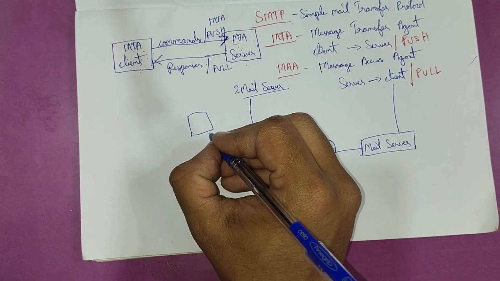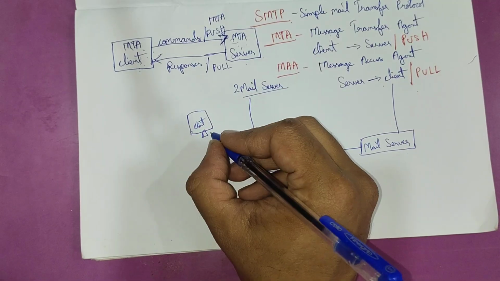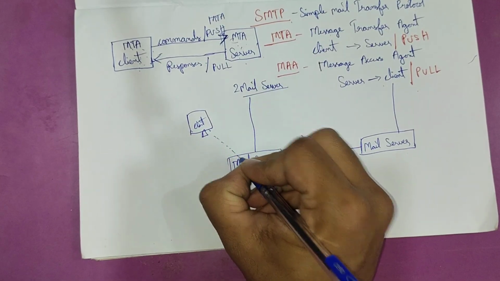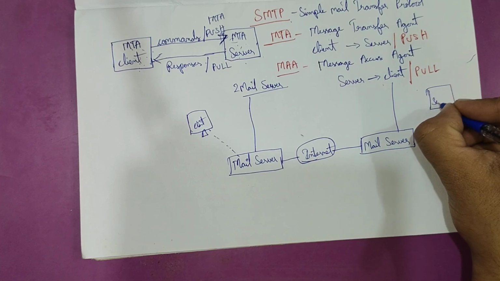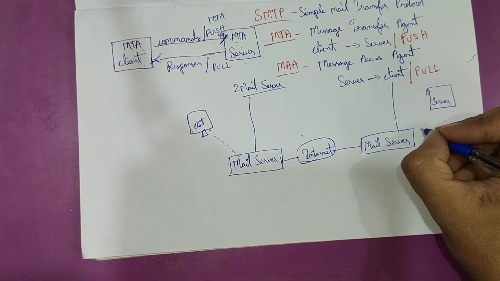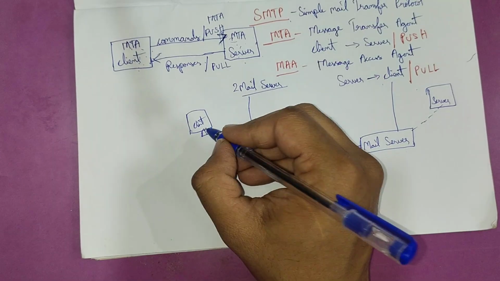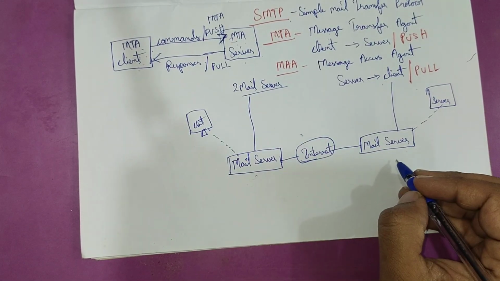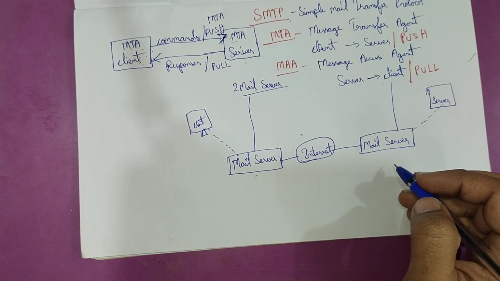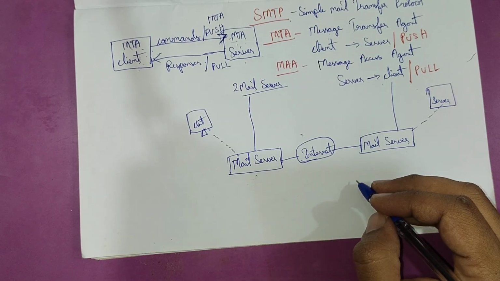Now see here, the client side, the client will be here. So the client will be connected to the mail server, and at the destination, the server will be connected to the mail server. Now the client should be connected to the mail server, and the server also should be connected to the mail server, right? For that we also require the internet.